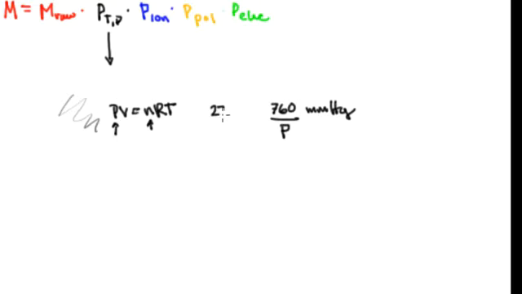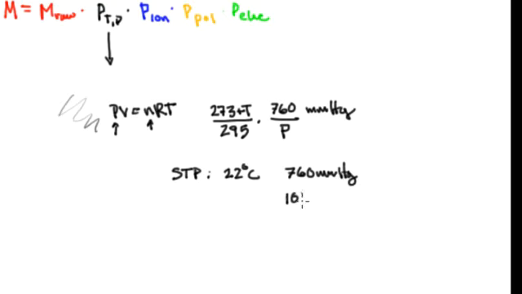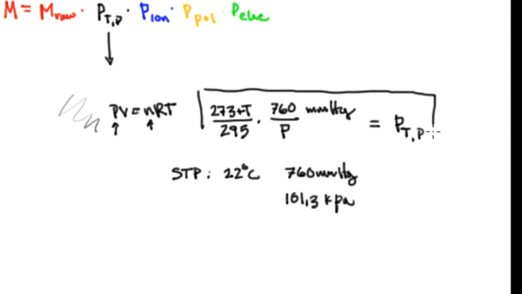So here's what this factor looks like. 273 times temperature divided by 295. Those are the standard temperatures in Kelvin. So this is standard temperature pressure. It's all relative to that. So 22 degrees Celsius or 295 Kelvin and 760 millimeters of mercury or 101.3 kilopascals for the air pressure. And so this equals the temperature pressure correction factor that you always have to apply to your readings.